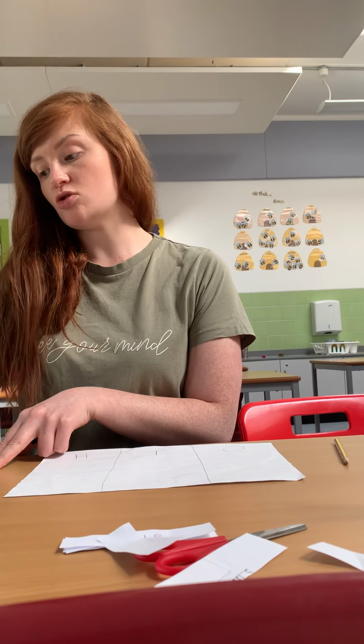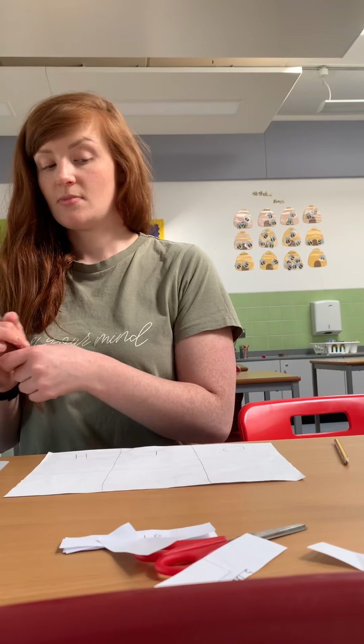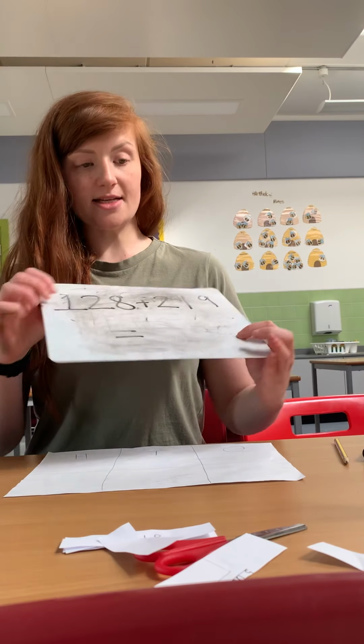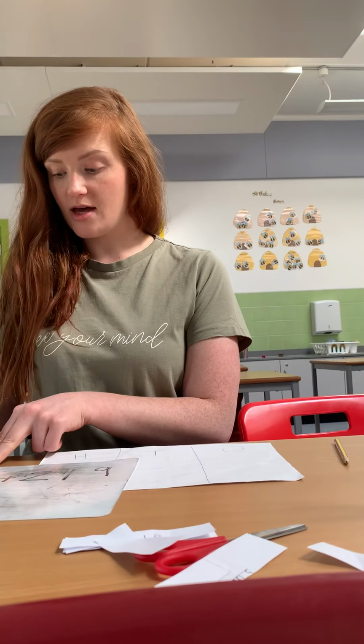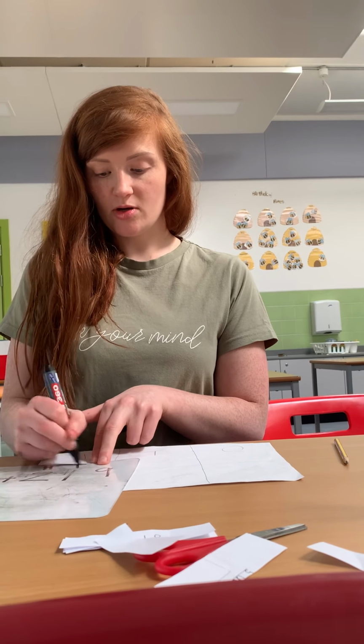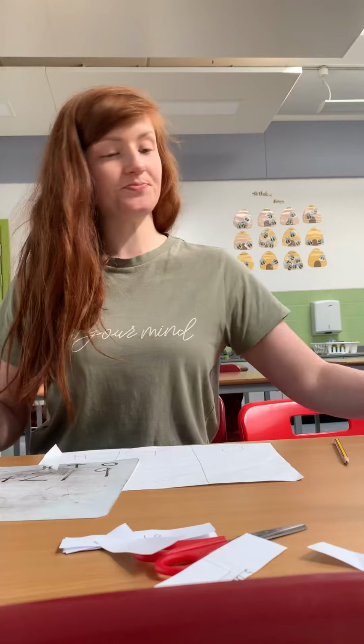So if I do a calculation like 128 add 219. Straight away I need to see how many hundreds, how many 10s, how many 1s. So I'm going to put that on my board. Apologise because my pen is running out a tiny bit.